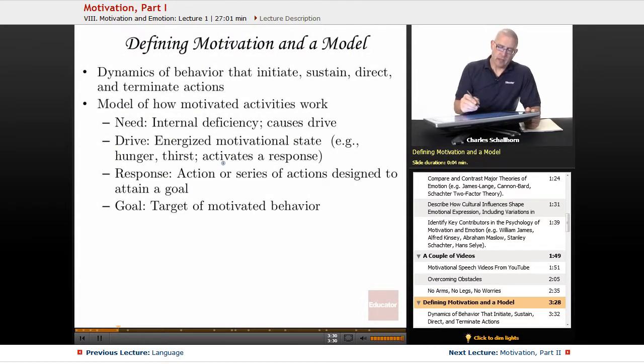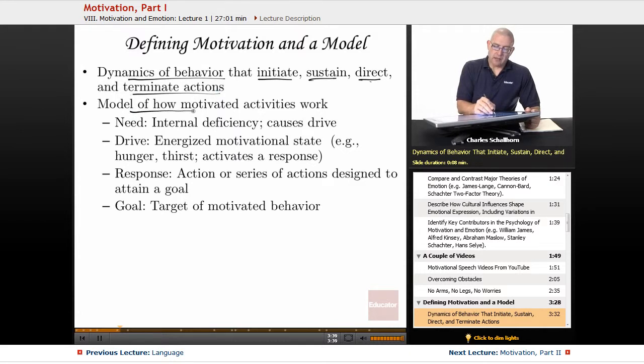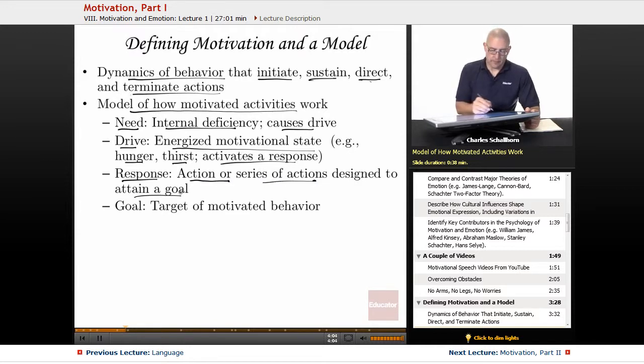So what is motivation? It's the dynamics of behavior that initiate, sustain, direct, and terminate actions. So a model of how motivated activities work. We've got a need, and that's going to be an internal deficiency. It causes a drive. A drive is an energized motivational state. For example, hunger, thirst, those two things activate a response. What about a response? A response is an action or series of actions designed to attain a goal. What's a goal? A goal is a target of motivated behavior. And so this need, drive, response, goal system is a model of understanding our motivation.